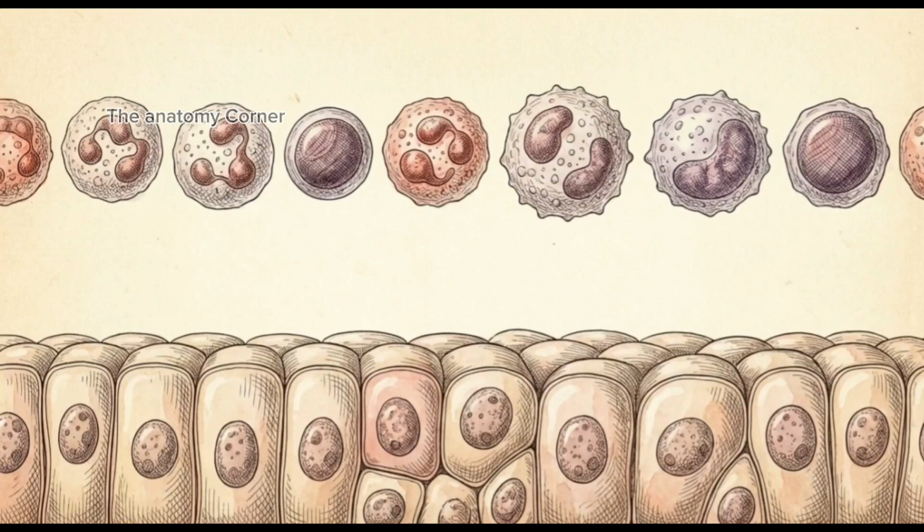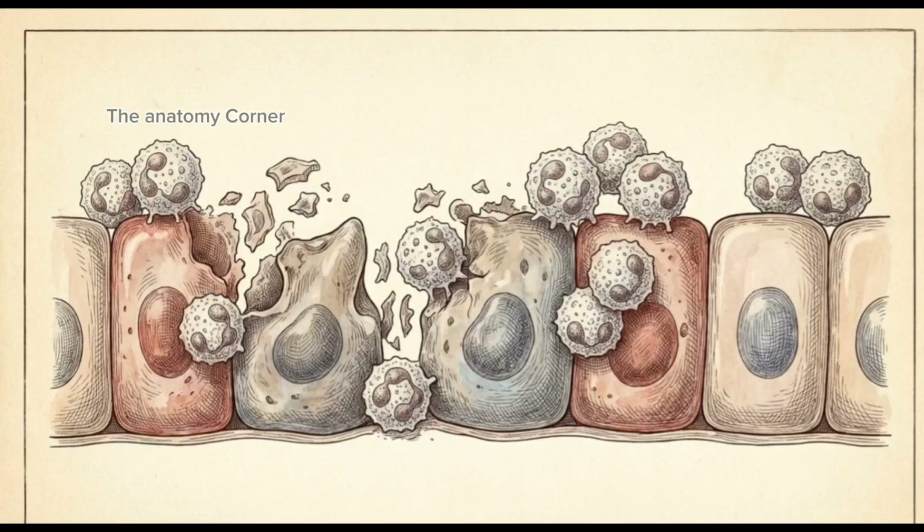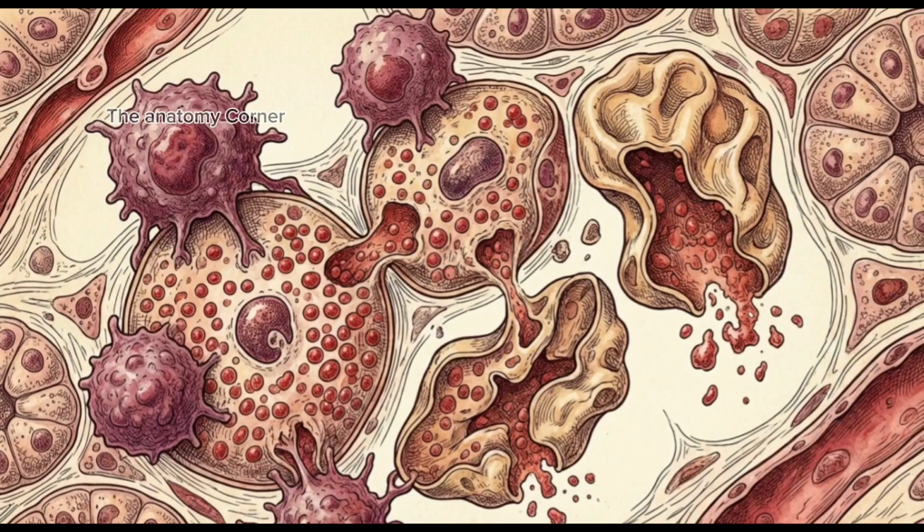Autoimmunity is a different kind of malfunction. Here, the immune system loses self-tolerance entirely. It misidentifies the body's own healthy tissue as foreign and destroys it. In type 1 diabetes, for instance, immune cells systematically hunt and kill the insulin-producing beta cells in the pancreas.